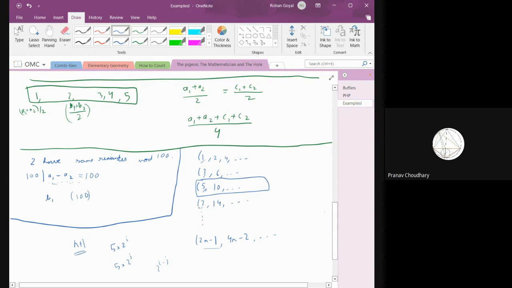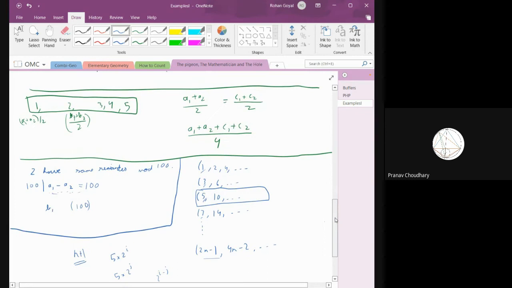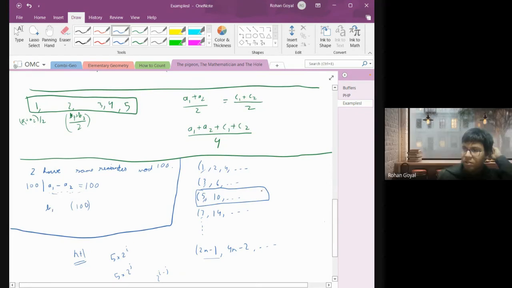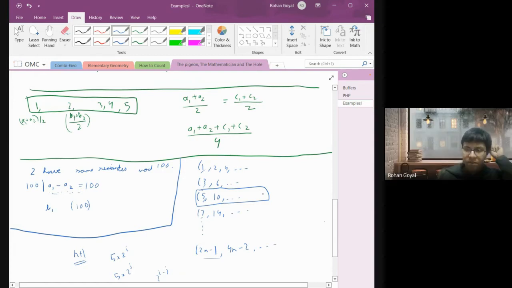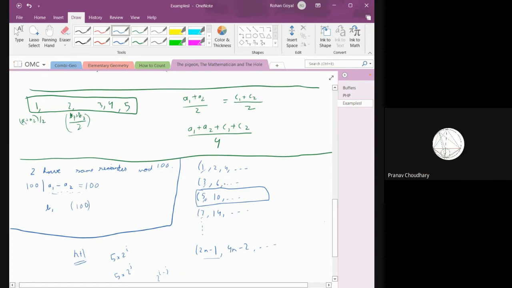But what if, let's say from this 5-10 set only, we pick 20 and 30? How is 30 in this set? It's a multiple of 5, no? I'm not adding multiples of 5. I'm just adding 5 times 2, 5 times 4, and so on. Yeah, fine. Then.